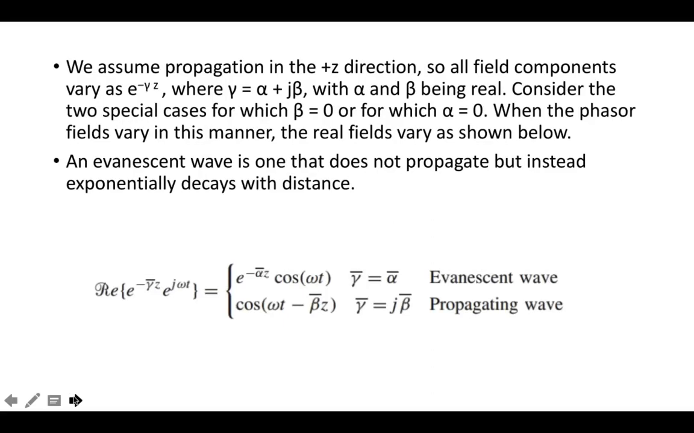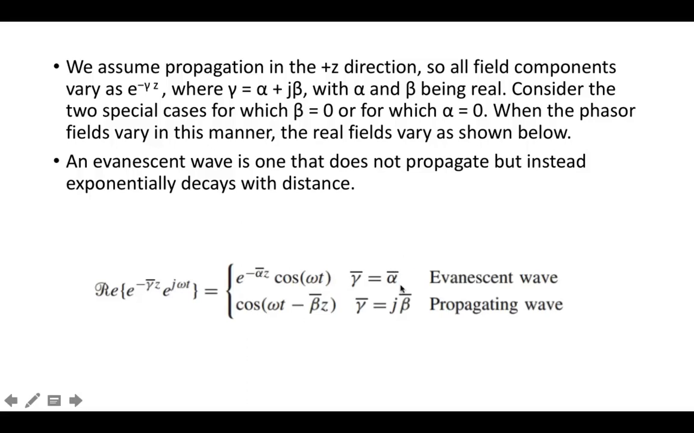So if we assume propagation in the positive z direction, all of the fields will vary as e to the minus gamma z, where gamma is alpha plus j beta, where alpha and beta are both real. When we talk about waveguides, we'll consider two cases. Remember, we have a lossless dielectric, in which case alpha would be 0, and so we would have a propagating wave, cosine of omega t minus beta z. The other case is when beta is equal to 0, in which case we will have e to the minus alpha z cosine omega t, where gamma is equal to alpha, and this is referred to as an evanescent wave.